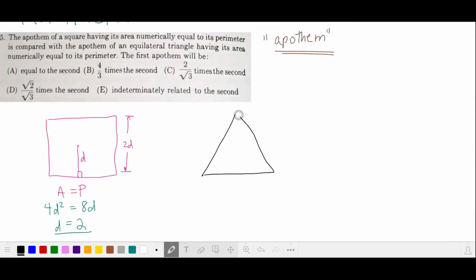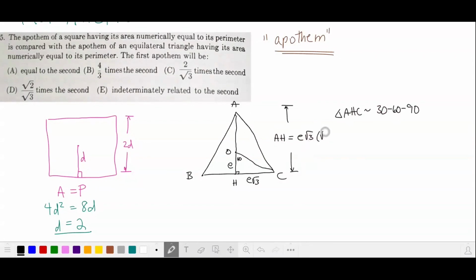Let's now draw our equilateral triangle. I'll call the center O, and drawing this perpendicular to the side is H. We'll let the length of this apothem be e. Since this is a 30, 60, 90 triangle, the distance from H to C is e root 3. Triangle AHC is also 30, 60, 90. So this height AH is e root 3 times the square root of 3, which is 3e. Again, the area is equal to the perimeter.